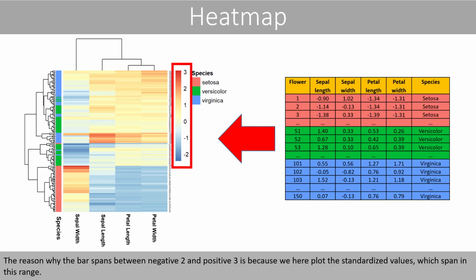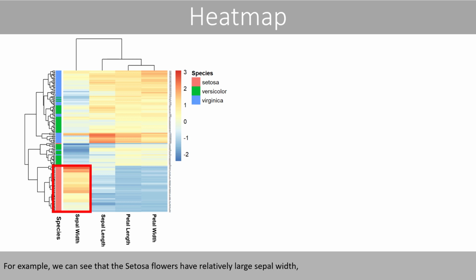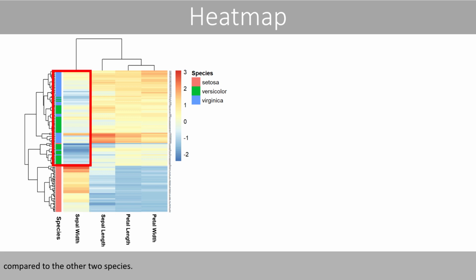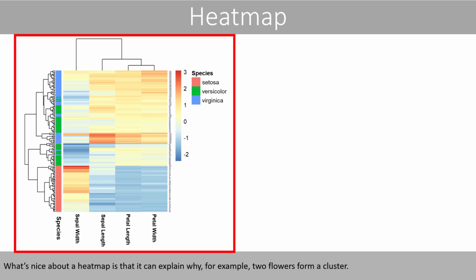The reason why the bar spans between -2 and +3 is because we here plot the standardized values, which span in this range. For example, we can see that the setosa flowers have relatively large sepal width compared to the other two species. What's nice about this heat map is that it can explain why, for example, two flowers form a cluster.